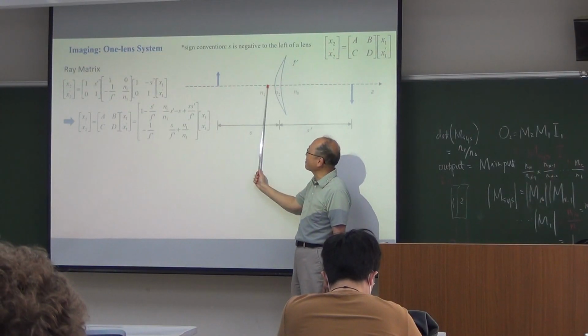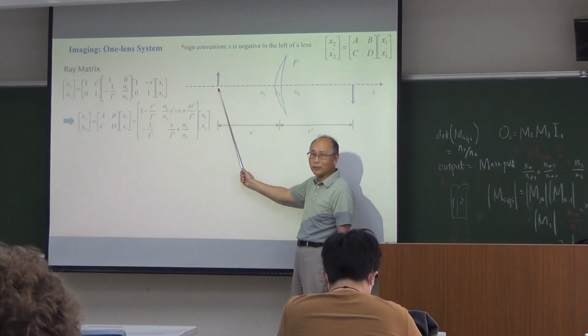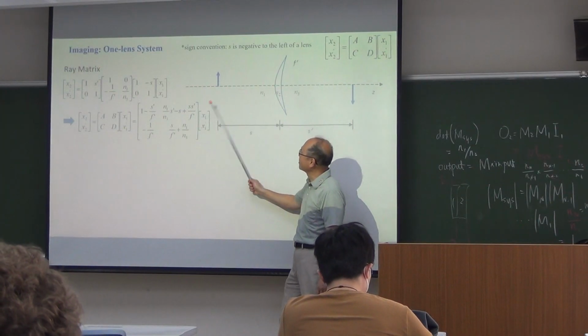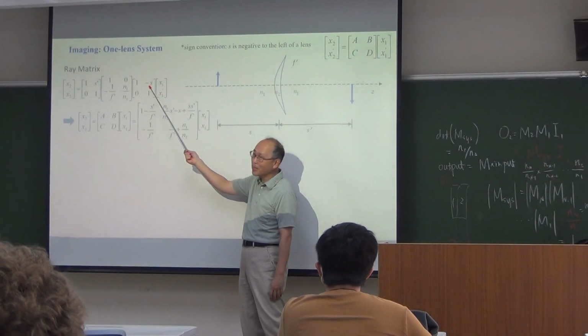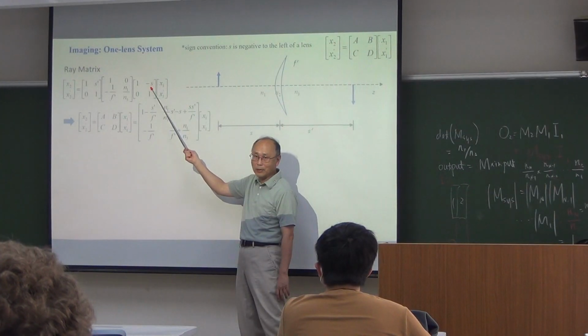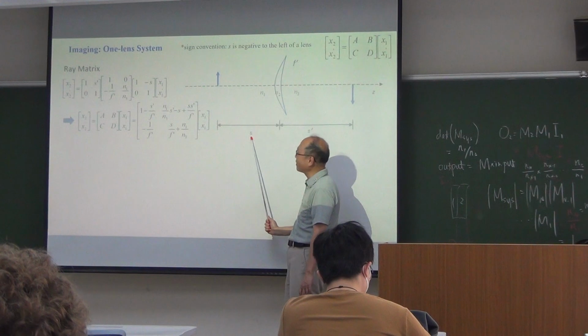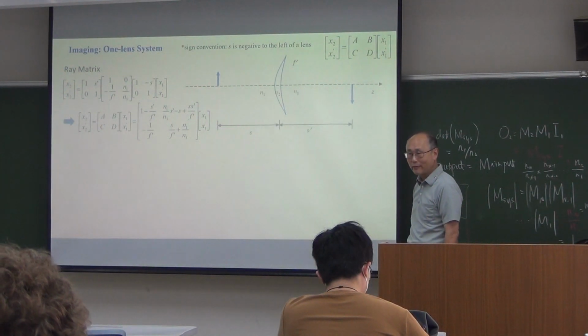The first matrix is the free space propagation in a homogeneous material. So you start with this, but then you have a minus sign. Be careful, because this is going to be a negative value in our sign convention.